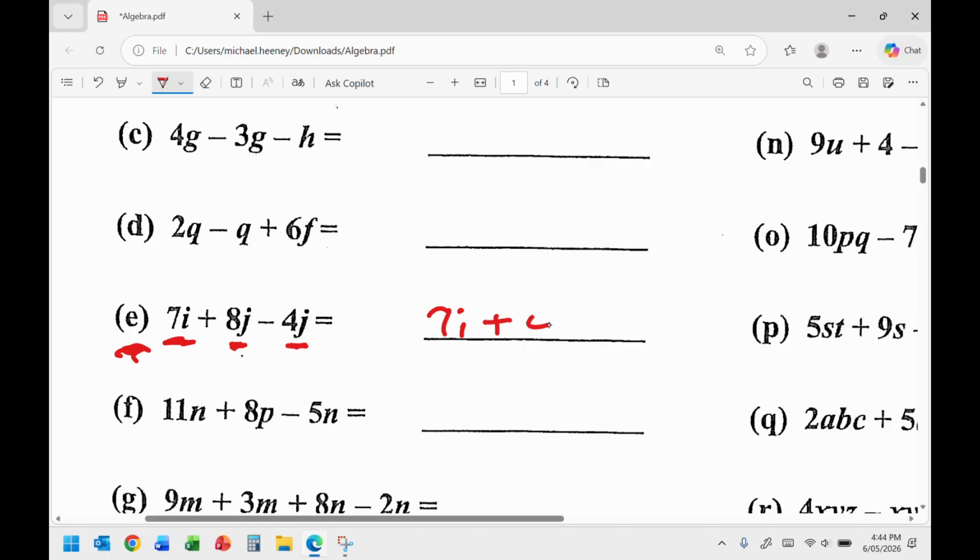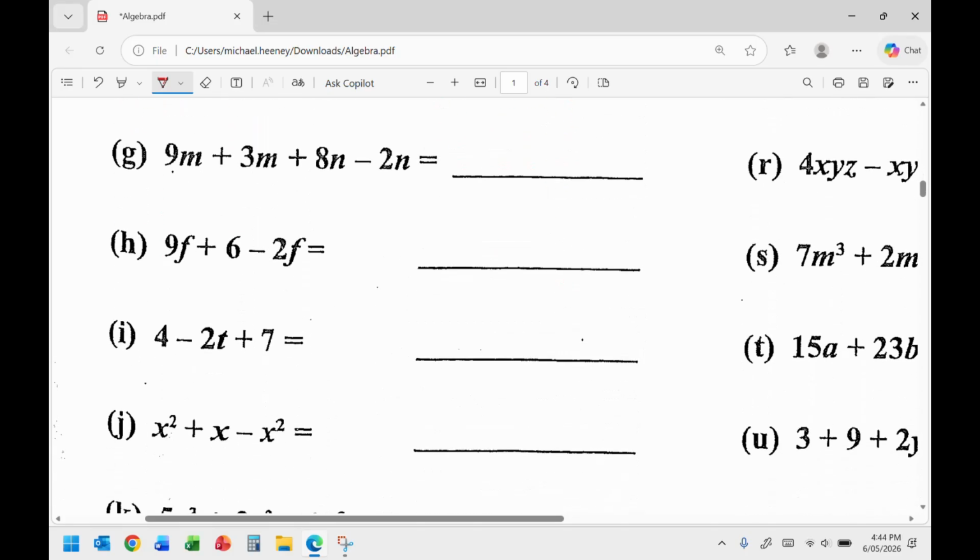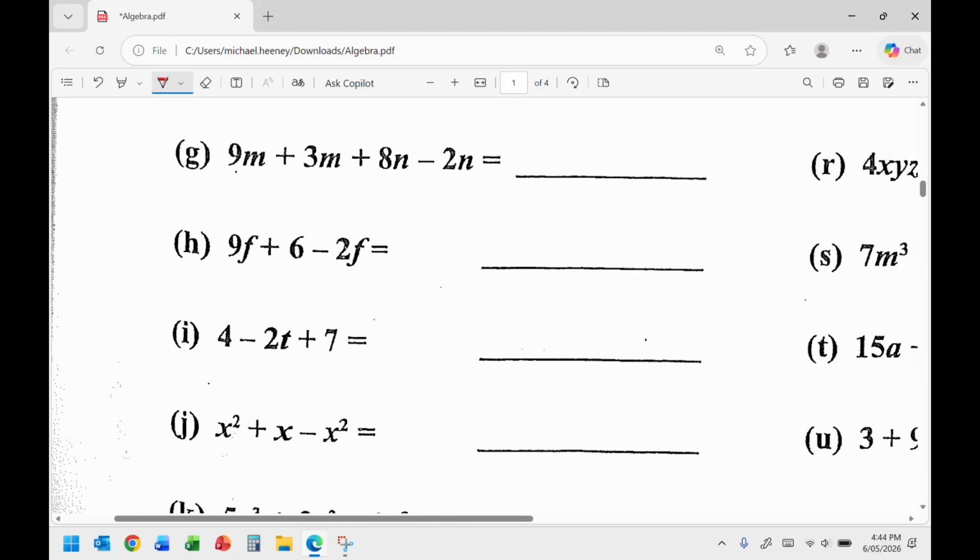So I'm still going to have 4j left over. Right, let's go down here. Let's do i. 4 minus 2t plus 7. Well, this 2t, there's nothing else I can do with it. I can do something with my 7 and 4. I've got 11. 4 and 7 is 11. That 2t has still been subtracted. Minus 2t. In fact, just keep in mind, that minus sign belongs to the thing that comes immediately after it.